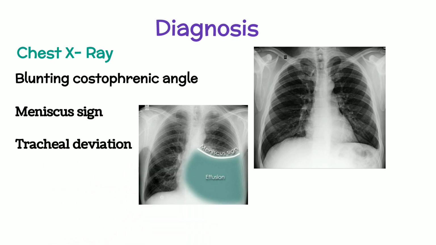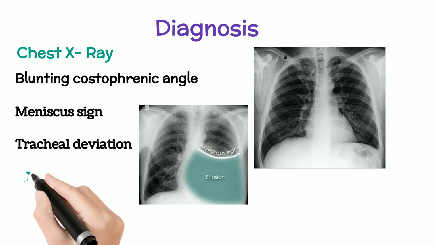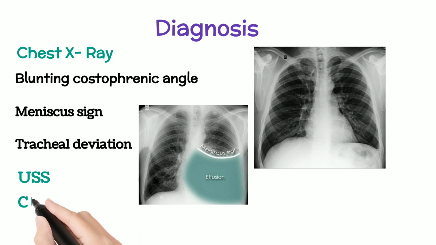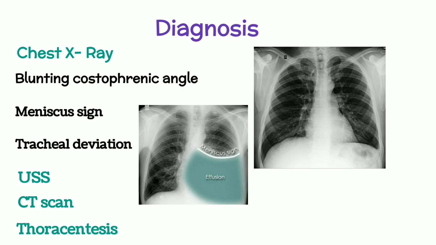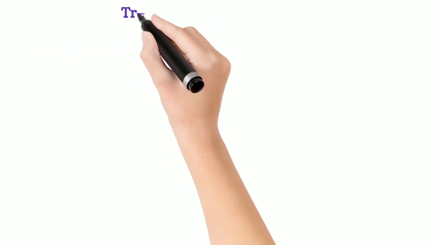Also, there is tracheal and mediastinal deviation, away from the effusion. Ultrasound scan, CT scan, and thoracentesis also can be used for diagnosis. In thoracentesis, a sample of pleural fluid is taken using a needle and analyzed for protein count, cell count, pH, glucose, LDH, etc.